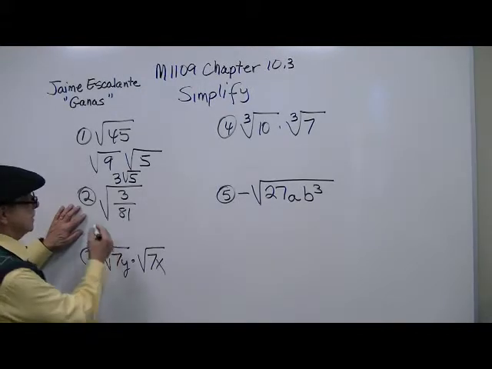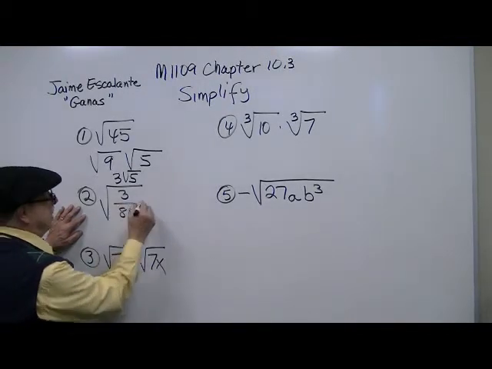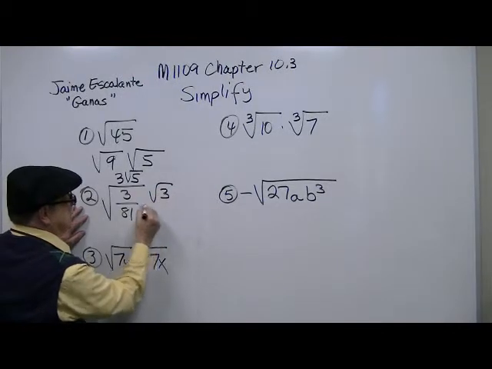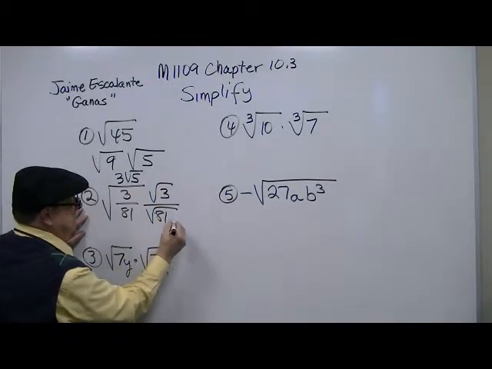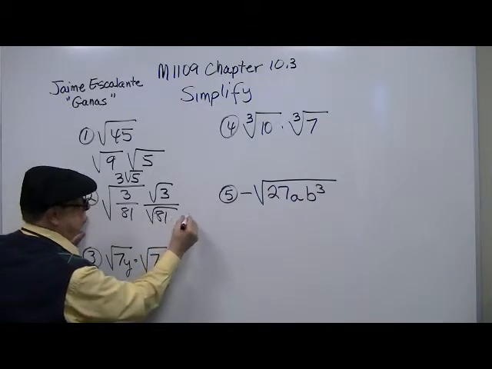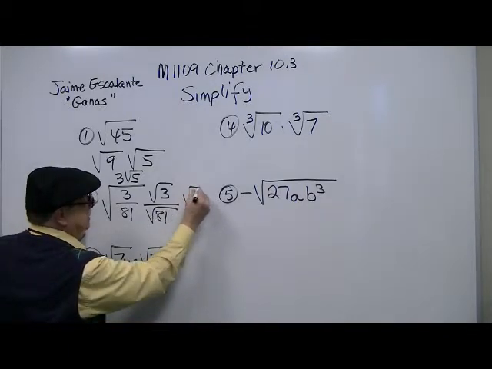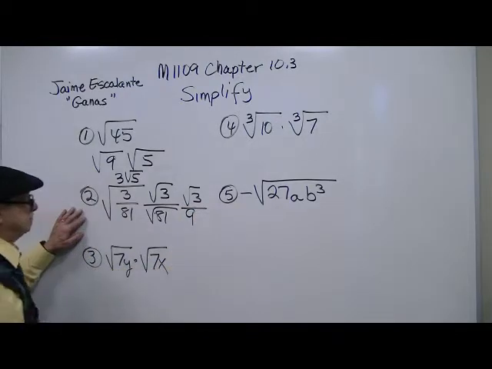Okay, so for this one, you want to sort of divide it into two parts, the square root of 3 over the square root of 81. And we know the square root of 81 is 9, and the square root of 3.